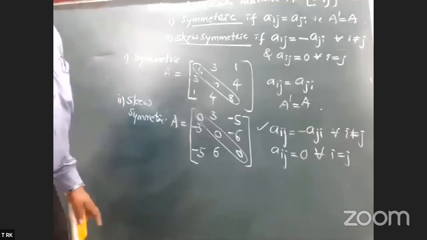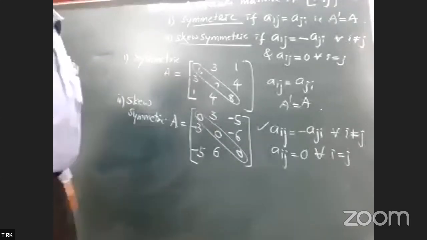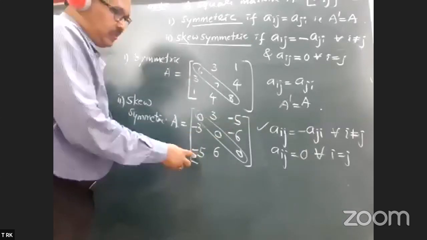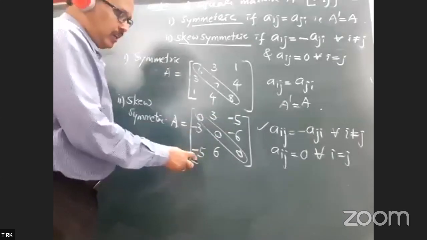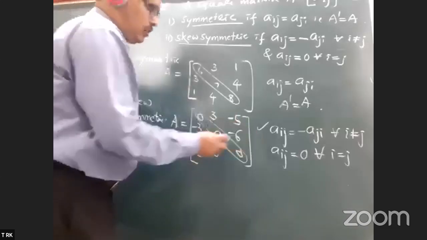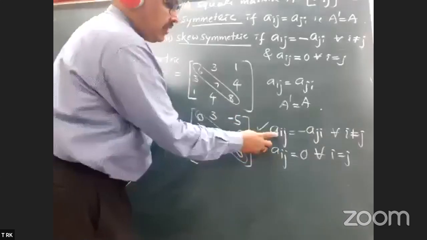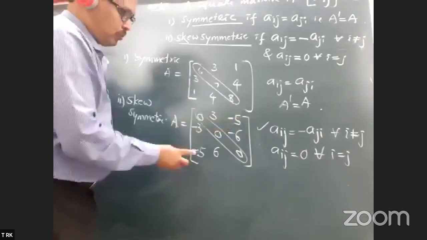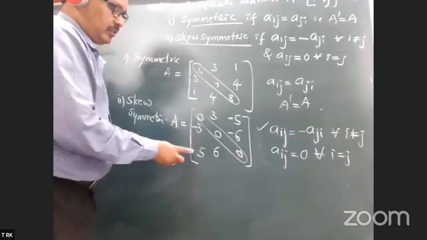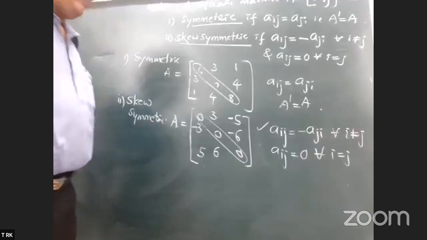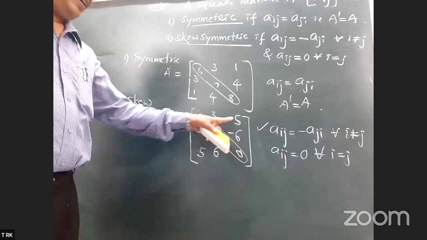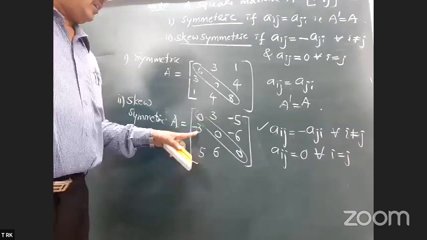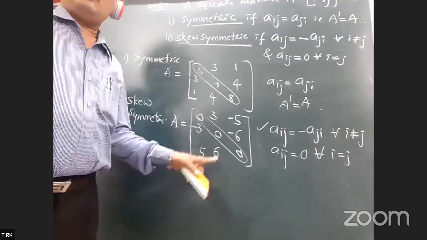First column, third element, yes. See, if I write -3, -5, I must write +5 here. Or if I write -5 here, +5. To fulfill this condition, out of these two, one must be negative and one must be positive. So I take preferably this. Now, -3, -5, +5. 3, -3, -6, 6. So, like this.